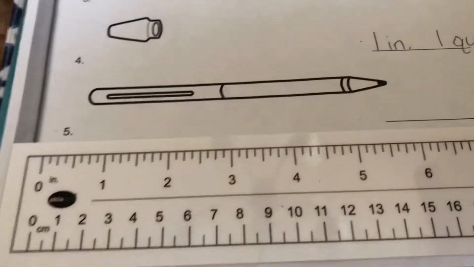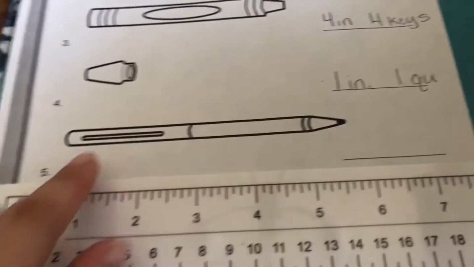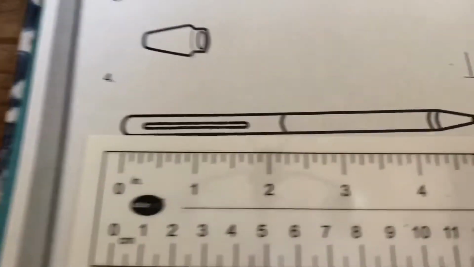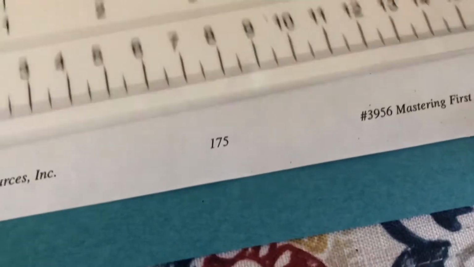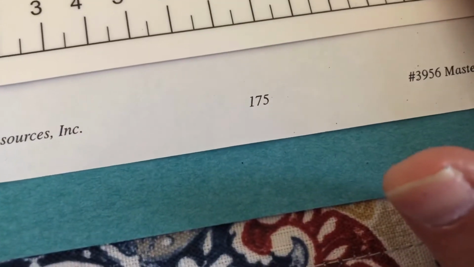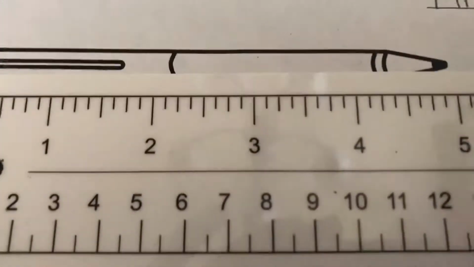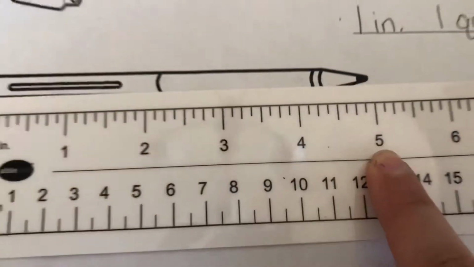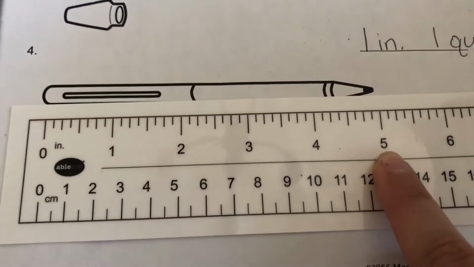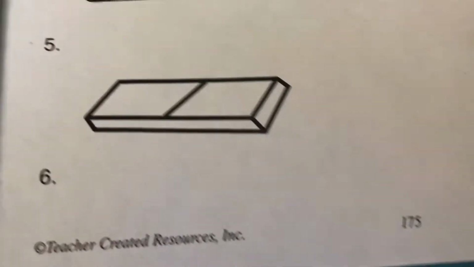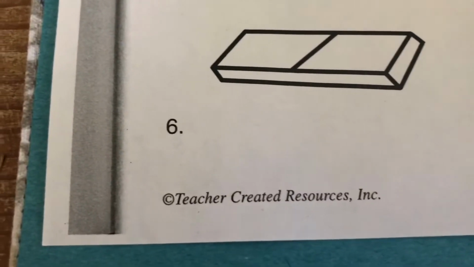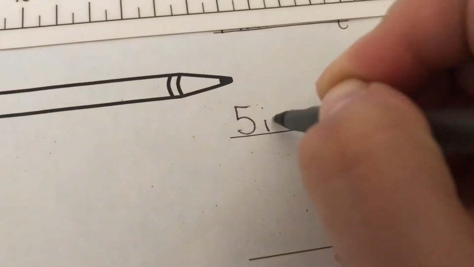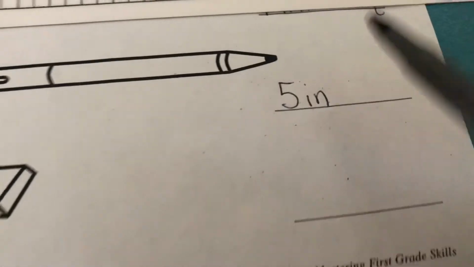Let's go ahead and measure our last two objects. So it looks like we've got a pin here. As you can see, I'm starting the 0 at the beginning of that pin, and we're gonna see where it ends. We're trying to line it up the best we can. And our pin ends at 5 inches. So you say 5 inches long. So we are going to write that out. 5 inches. I put IN for inches.